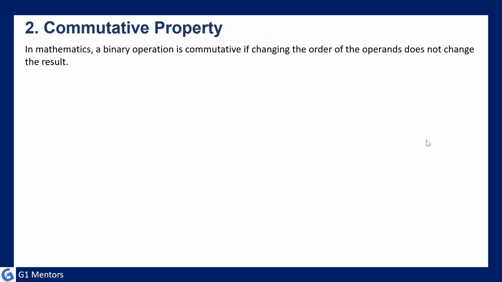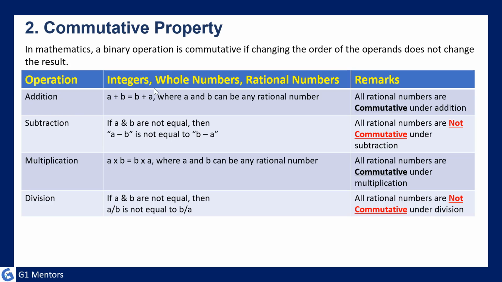Now let's go to the commutative property. In mathematics, a binary operation is commutative if changing the order of operands does not change the result. Let us see in the table. All the numbers, integers, whole numbers, rational numbers, are commutative under addition. That is, a plus b is equal to b plus a. And obviously, subtraction: if a and b are not equal, then a minus b is not equal to b minus a. All rational numbers are not commutative under subtraction.